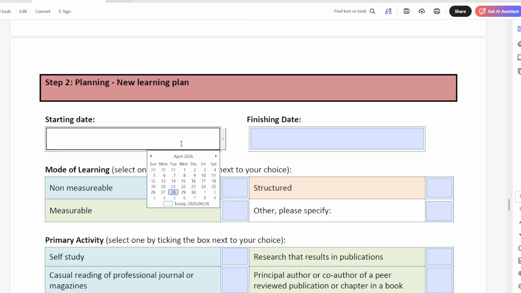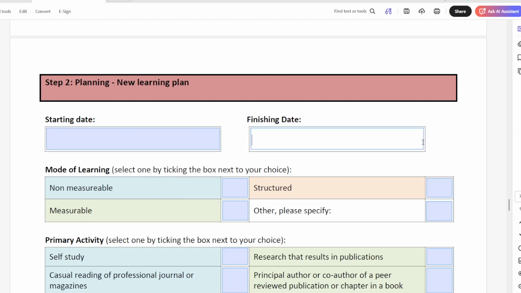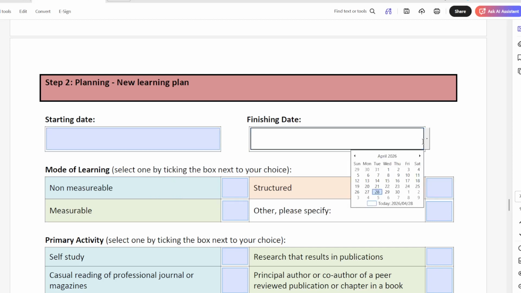It's best to choose the first date that you chose. Maybe you started this activity on the 10th of February. Include that. This means that you identified the learning need. Then the finishing date, please enter the date when you finish uploading the CPD. So let's say that you start on the 10th of February. If today, the 28th of April 2026, is when you are loading it on the SAPC site, then choose that date.